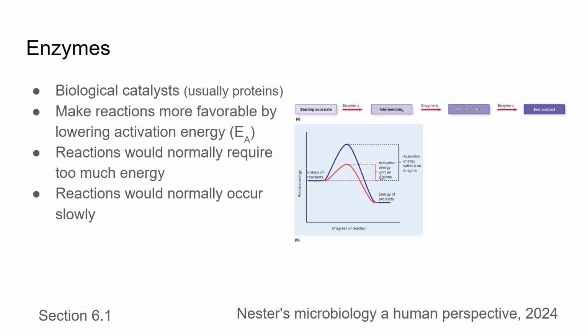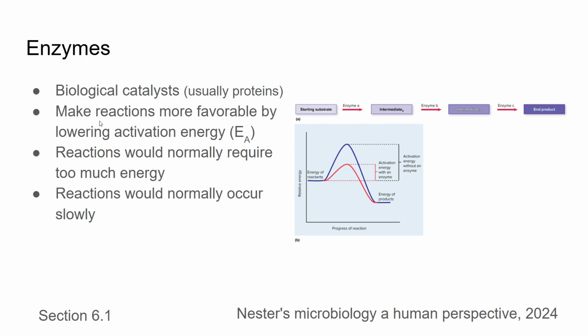So I said we were going to talk about enzymes, and so here we are. Enzymes are what we call biological catalysts. They're usually proteins. So what is a catalyst? Well, a catalyst is just something that causes a reaction to happen more quickly or easily. Catalysts do not get consumed in a reaction, so they will be there to speed up other reactions as well.